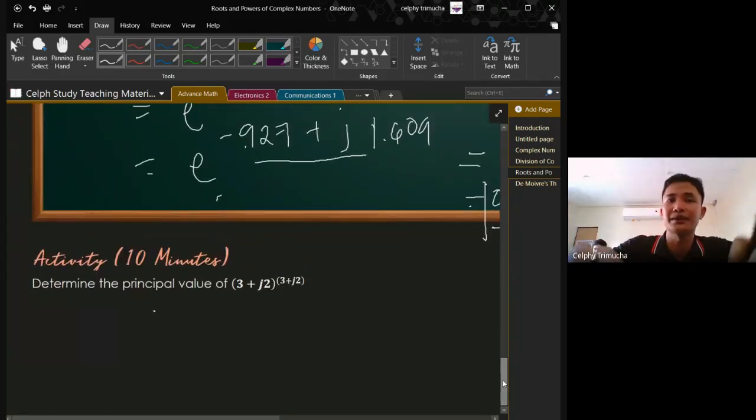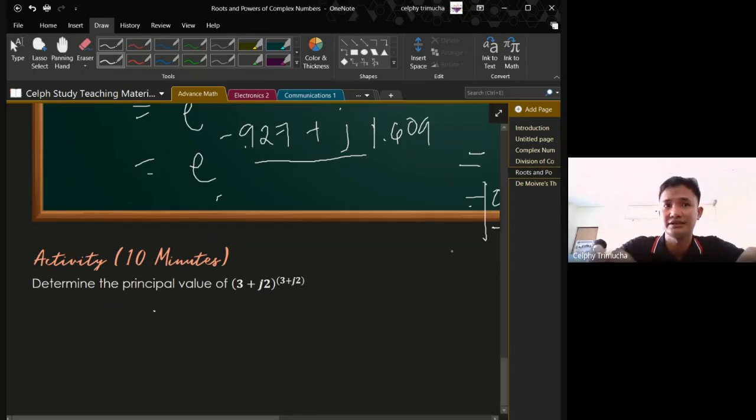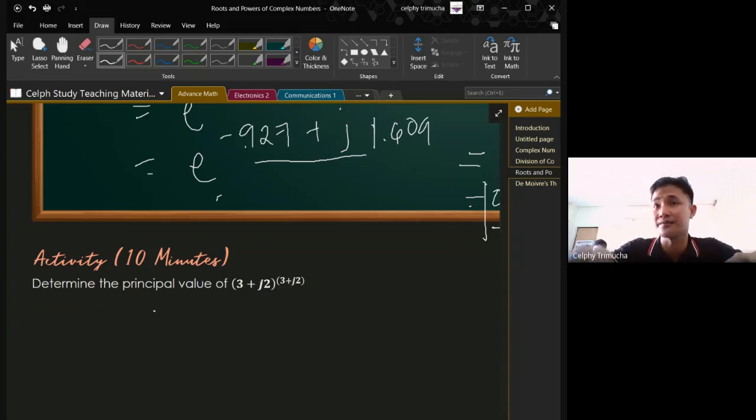Okay, determine lang principal value sang 3 plus J2 raised to 3 plus J2 man. Okay, so you have 10 minutes to work. Then, ma-discuss ta ang answer after. Discuss naman din ng activity.